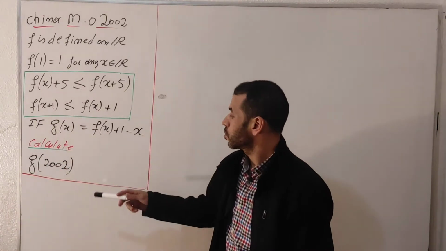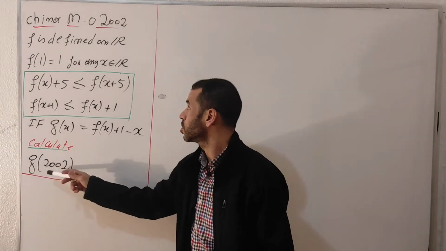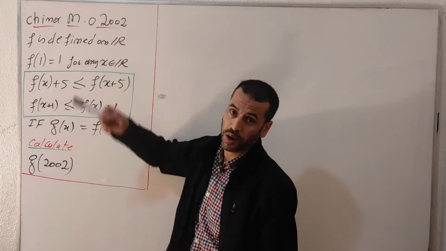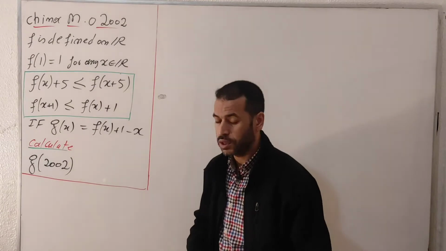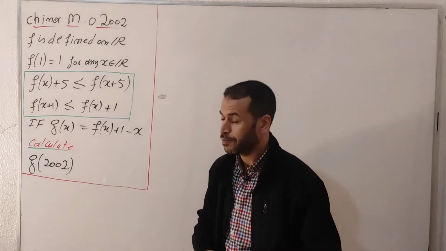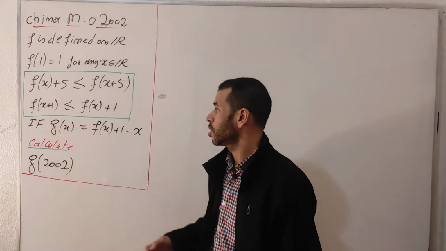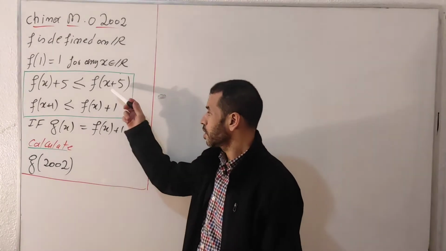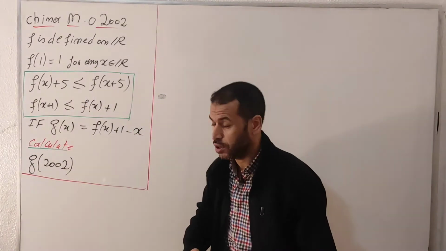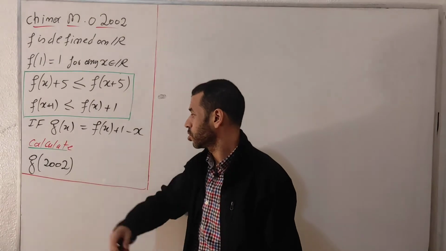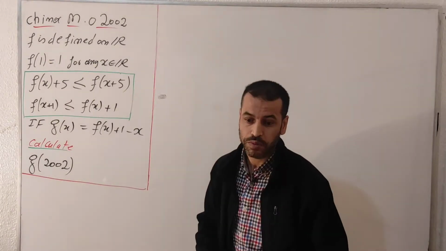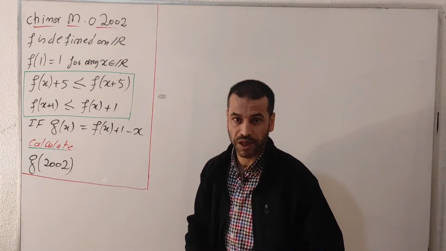This question is named for the same year as this problem. Indeed, this is a very nice and interesting problem to work on. Based on the given information, we are going to transform the inequality into an equality in order to evaluate g(2002). I recommend trying this problem before getting to the solution.